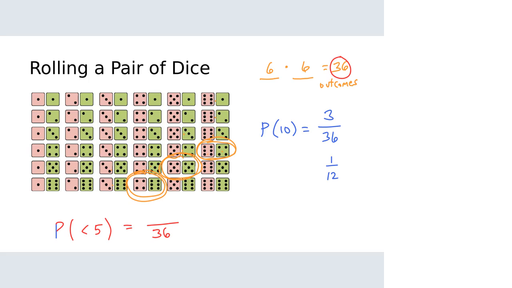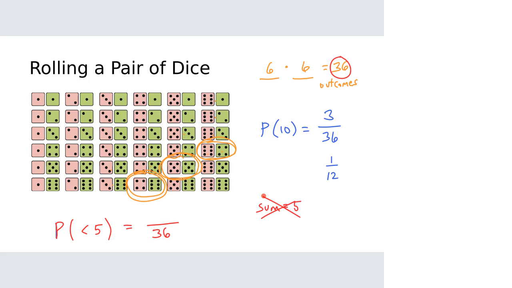So we're looking for outcomes that have a sum less than 5. Now, one thing I do want to mention about this one, if you're practicing it there, is if the sum is equal to 5, that's no good because we need the sum to be less than 5.